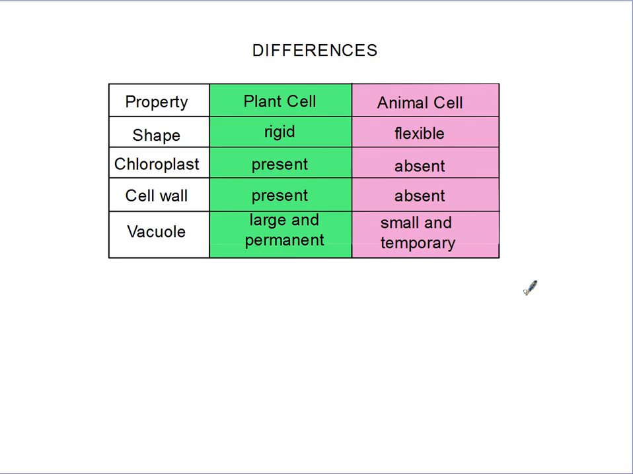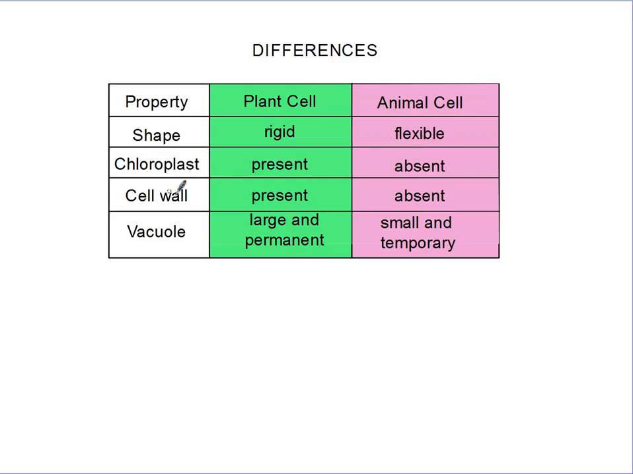Welcome back. Let's talk about the differences. Now, these are the properties. They are in the white column. The plant cell has its properties being the green column, and then the animal in the pink column. So let's talk about the shape. With a plant cell, due to the presence of the cell wall, it has a rigid shape. With the animal cell, it has a flexible shape. The animal cell lacks cell wall, so it has a flexible shape.